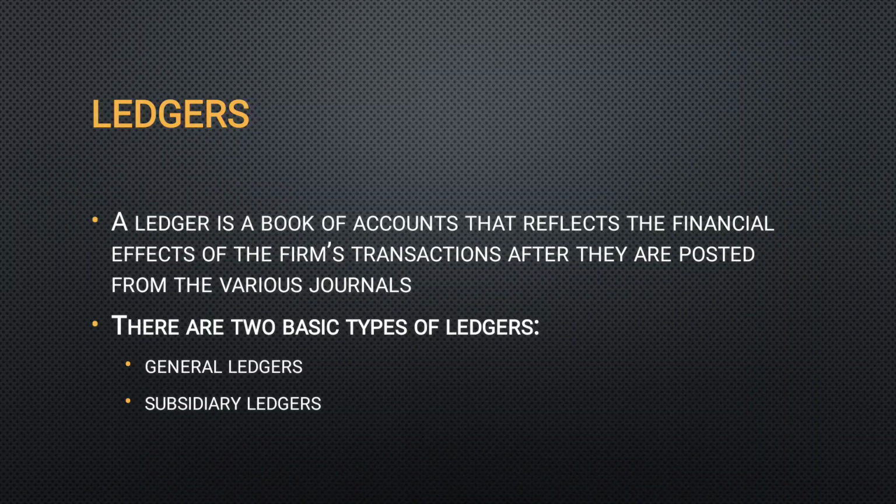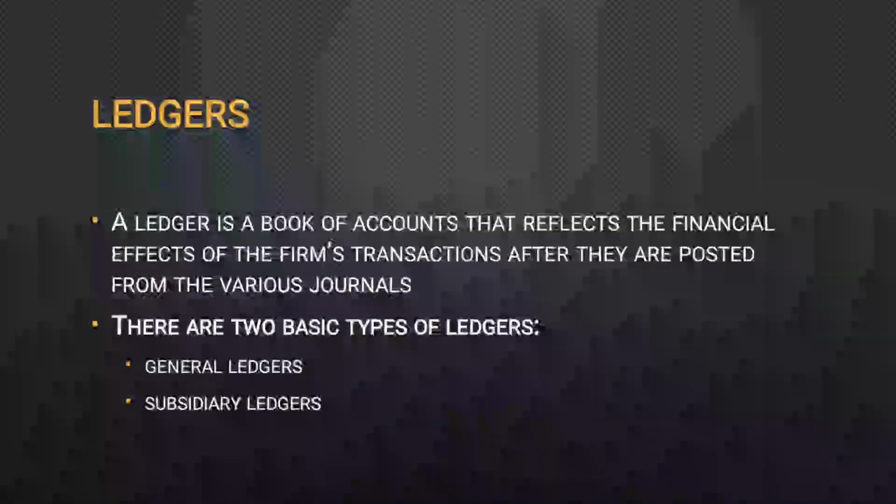So, yung next naman is about ledger. A ledger is a book of accounts that reflects the financial effects of the firm's transaction after they are posted from the various journals. There are two basic types of ledgers: general ledgers and subsidiary ledgers. Dito sa ledgers, ini-indicate yung increases, decreases, and current balance ng mga amount. Ginagamit ito ng mga organization to prepare financial statement, to support daily operations, and prepare internal reports.